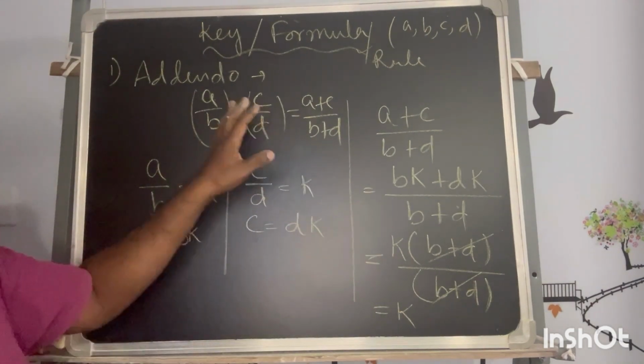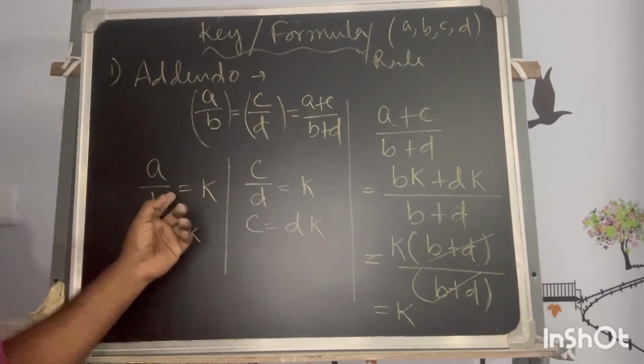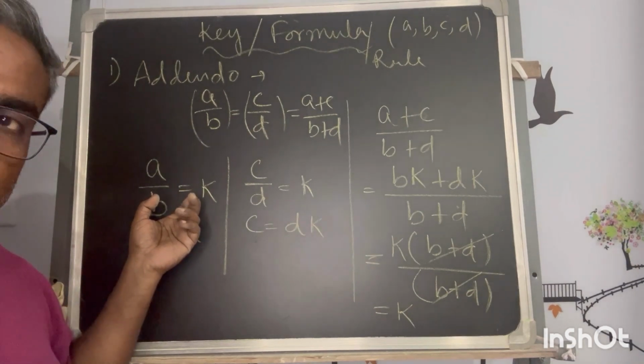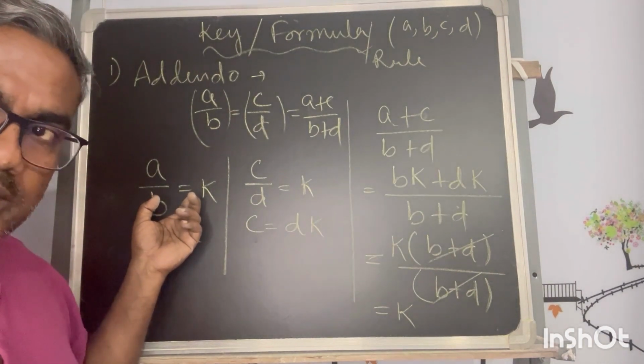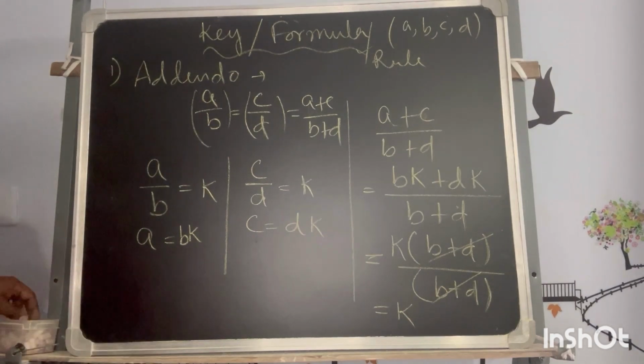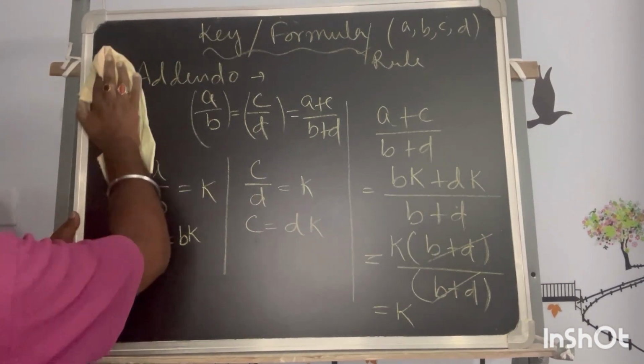Understand? So this addendo can be proved alternatively by the method of direct proportional characteristic. Understood? So I will end here, and in the next video, I will describe a few more keys and formulas. Okay, so thank you for now.